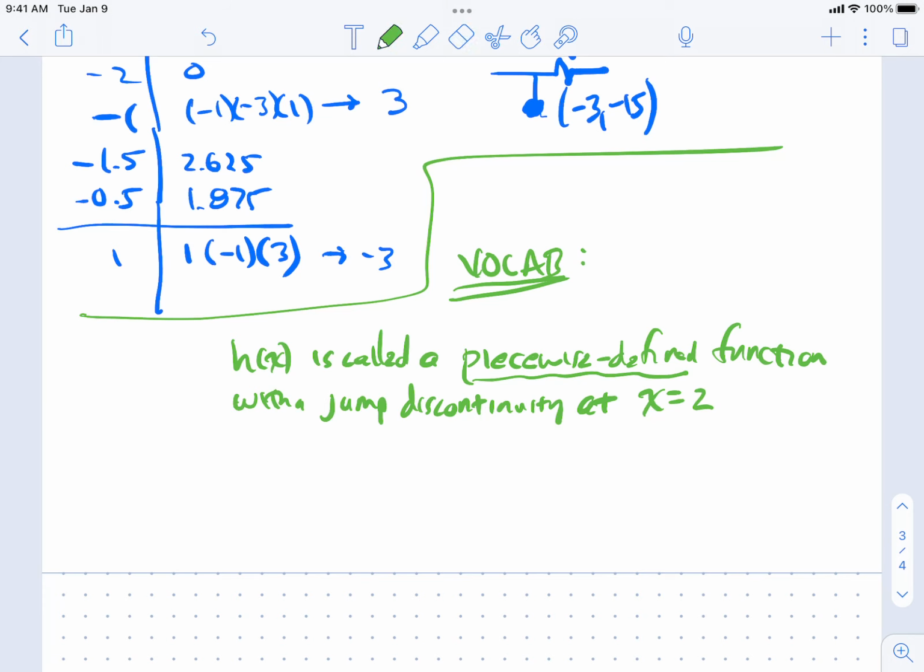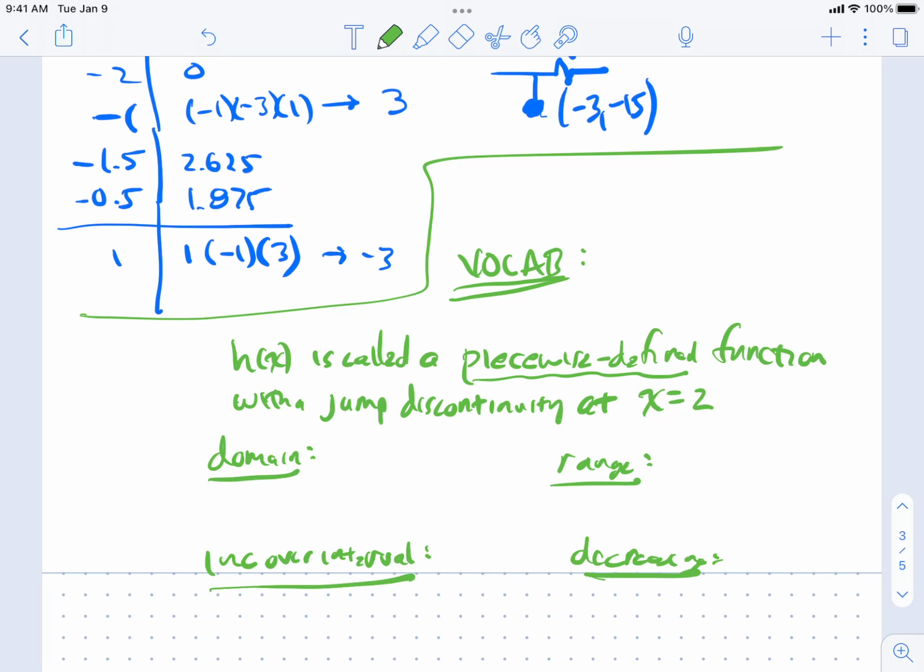Okay, cool. What about these other vocab words? Can you tell me what the domain is? Can you tell me what the range is? Can you tell me where it's increasing over the interval? Can you tell me where it's decreasing over the interval? Let's just look at those 4 first.